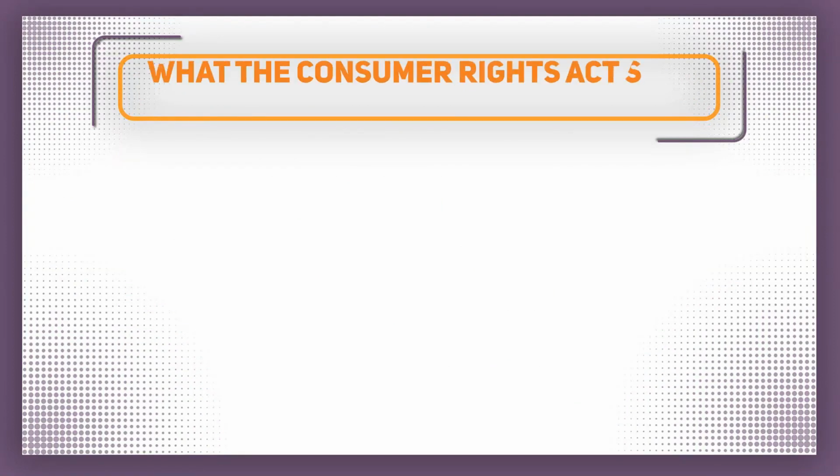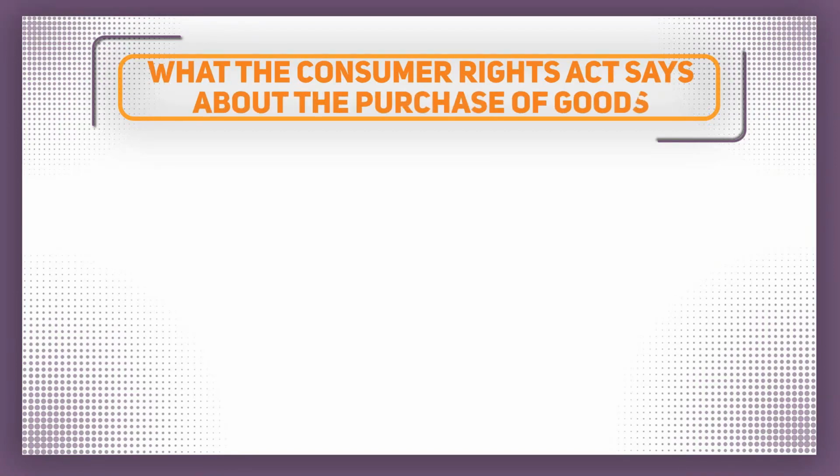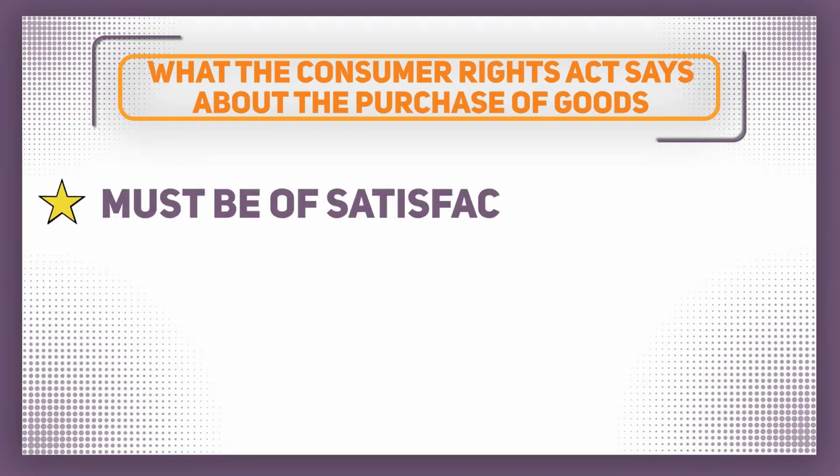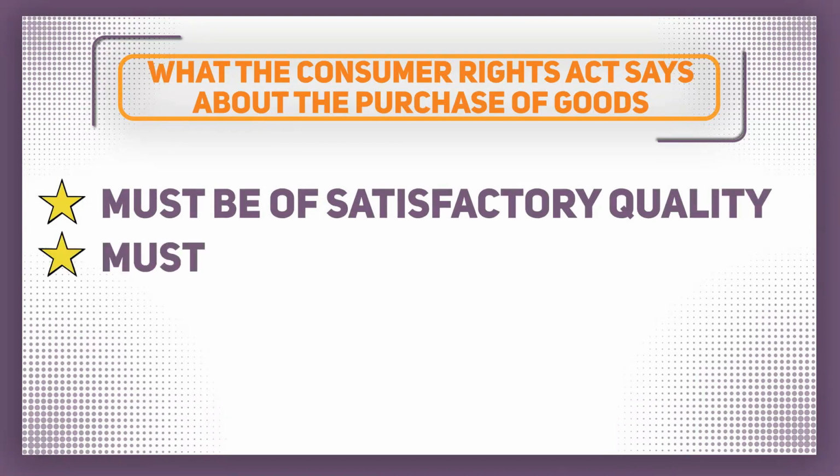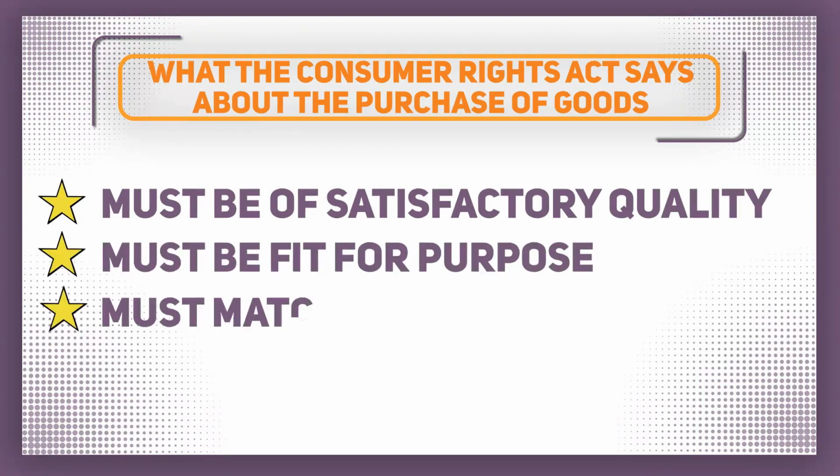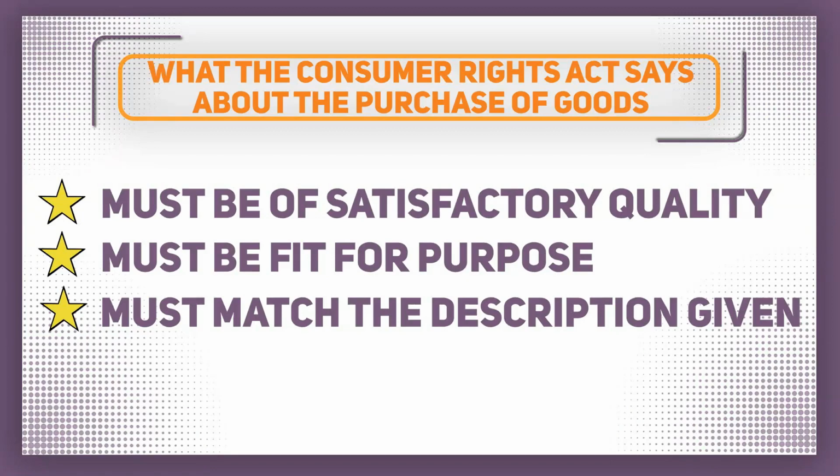Now, let's have a look in a little more detail at what these laws say about buying goods, services, and digital products. Let's start with what the Consumer Rights Act says about the purchase of goods. Anything you buy must be of a satisfactory quality, fit for purpose, and match the description given. If not, you may be entitled to a repair, a replacement, or a refund.